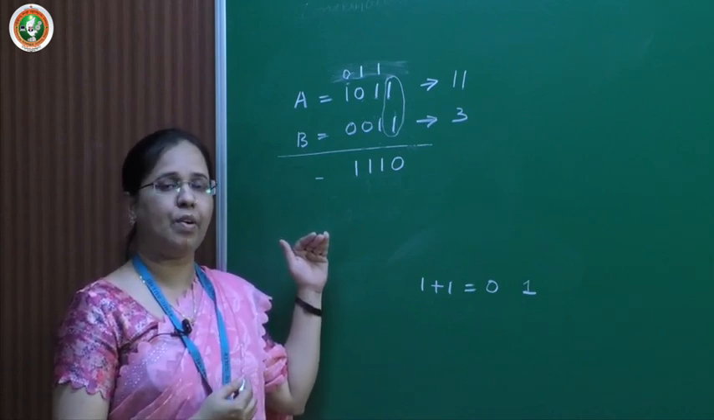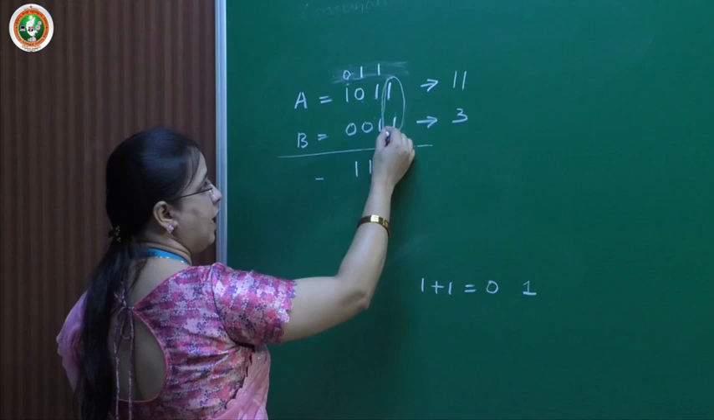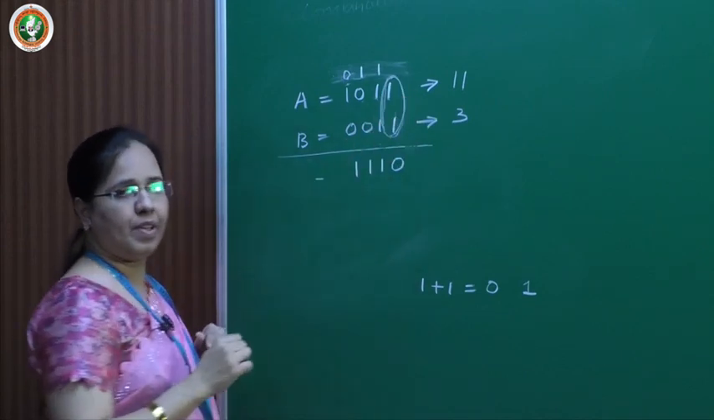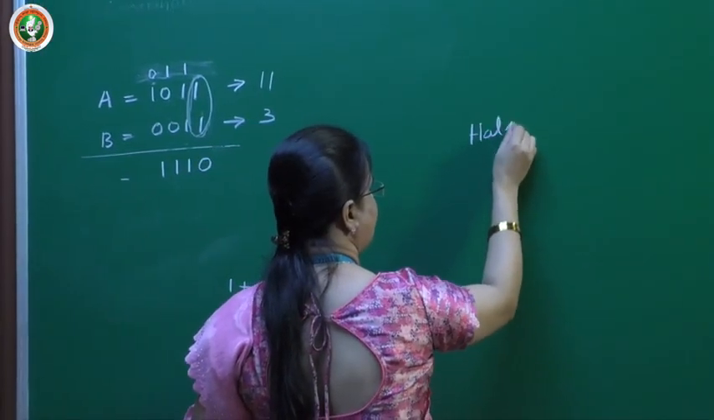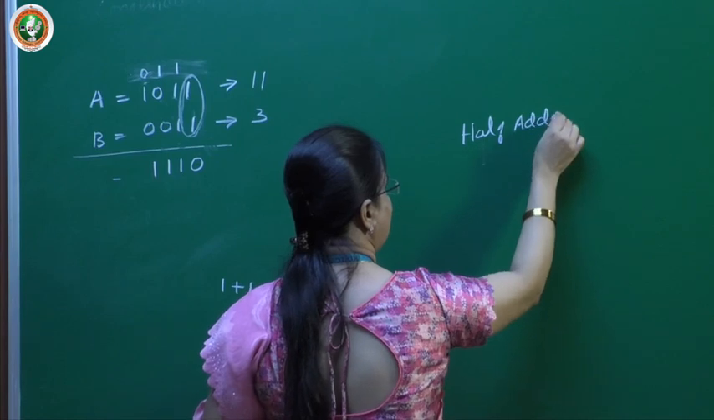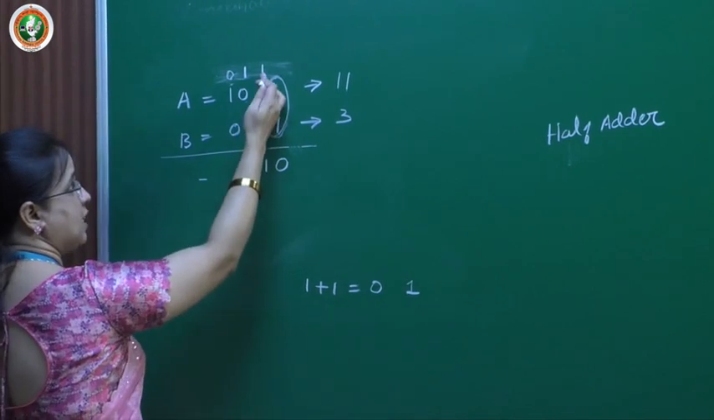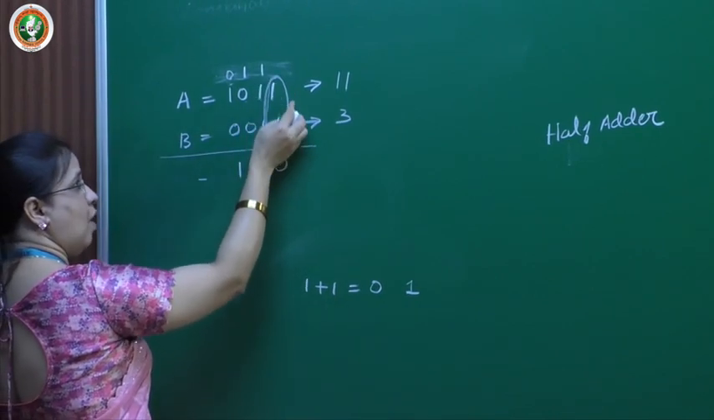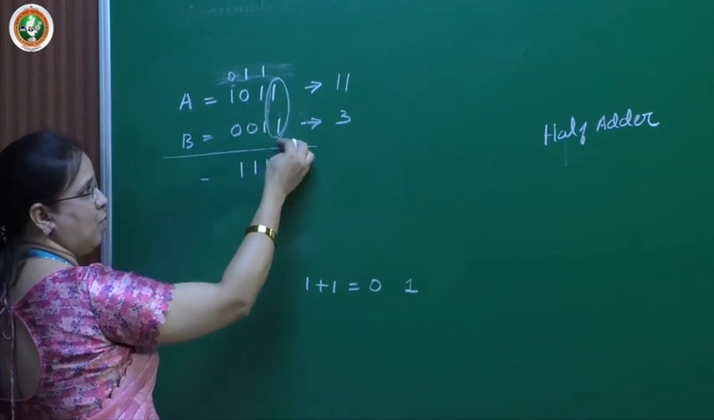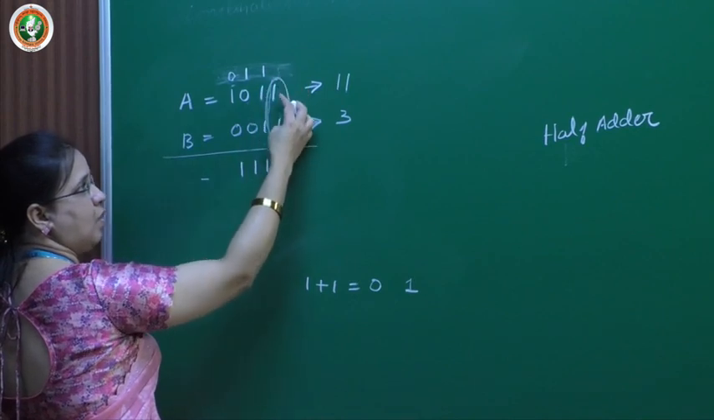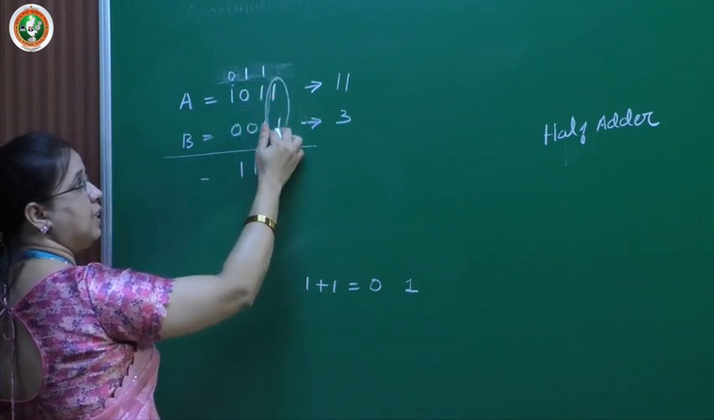In the first step, I am going to design a circuit which performs the addition of only 2 bits. This is done with the help of a circuit called a half adder. Whenever we are interested in adding 2 bits, I can make use of a half adder. When we are interested in adding 2 bits along with a carry, as in this example, for the rightmost bit we don't have any carry value, so I have only 2 bits, but when we move towards this side, I get 3 bits.